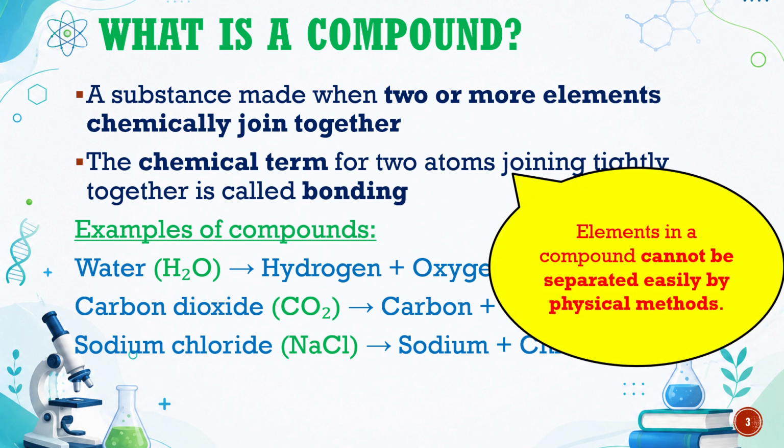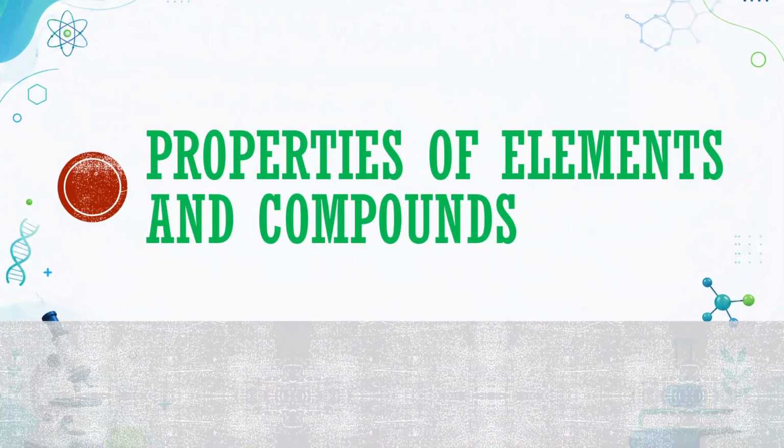Now, elements in a compound are going to be difficult to separate, as we will discuss further in the separation methods. Elements in compounds are a little difficult to separate because they are chemically bonded. The separation is not going to be easy, like physical methods such as filtration. We'll talk more about it in the upcoming slides.